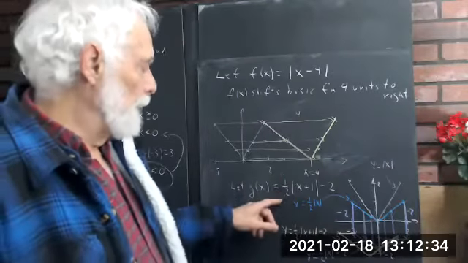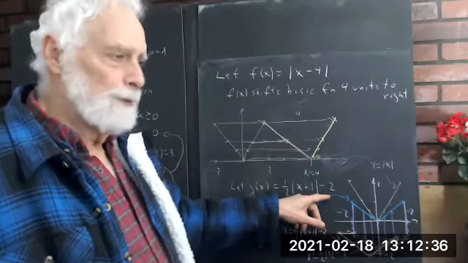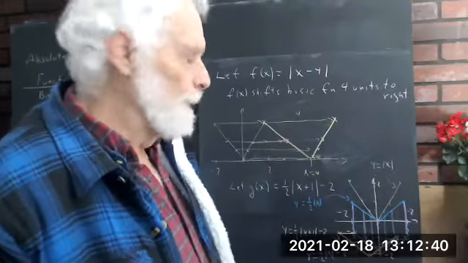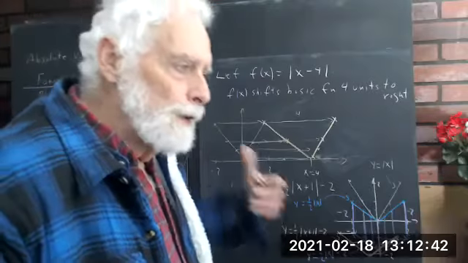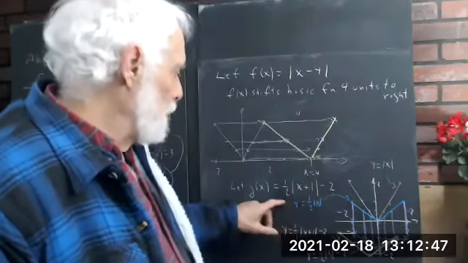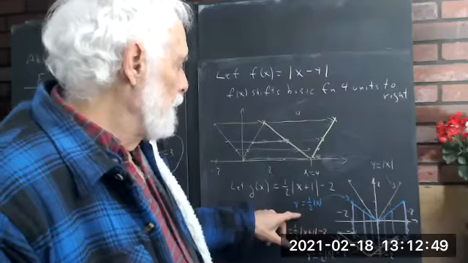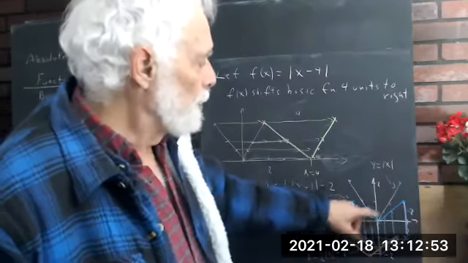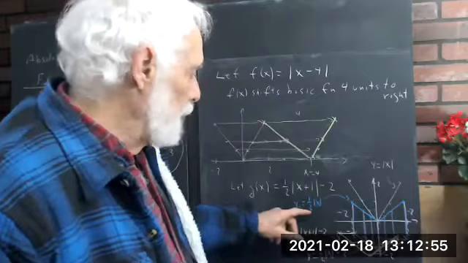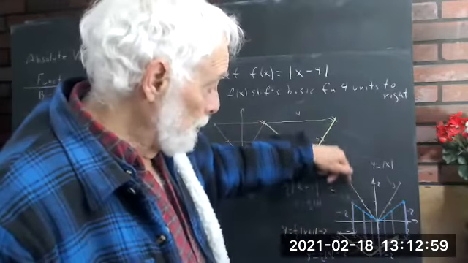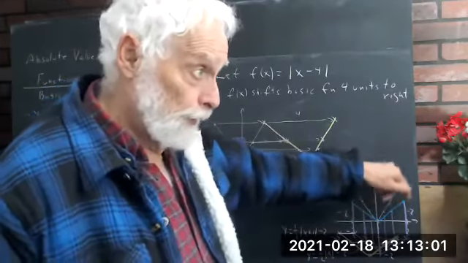For g of x equals 1/2 absolute value of x plus 1 minus 2, start with the absolute value function. We always do stretches and compressions first. So we apply the 1/2, and we get the graph of y equals 1/2 absolute value of x. And from the original graph, that means every y value is going to be half of what it was, which means we move every point twice as close to the x-axis.